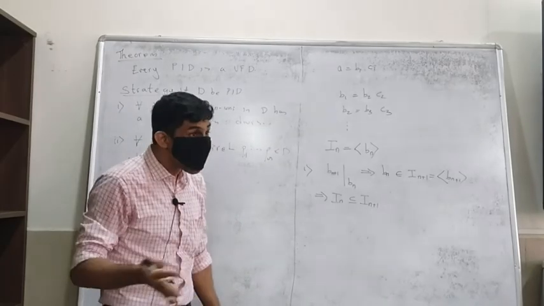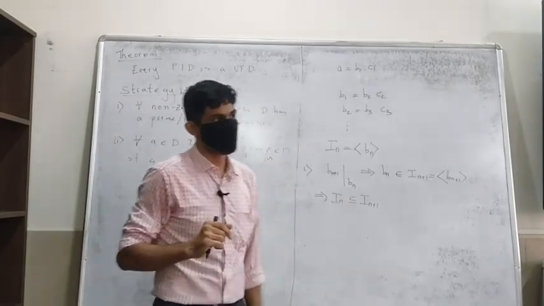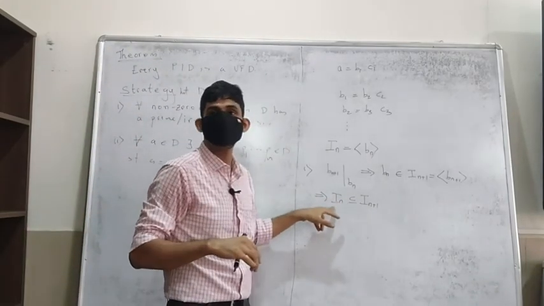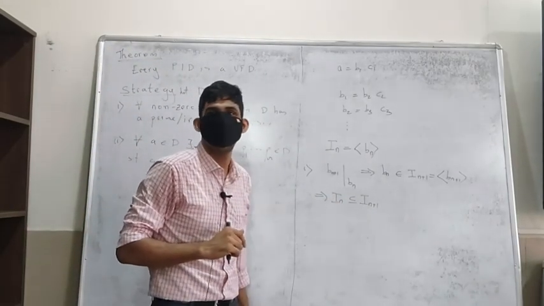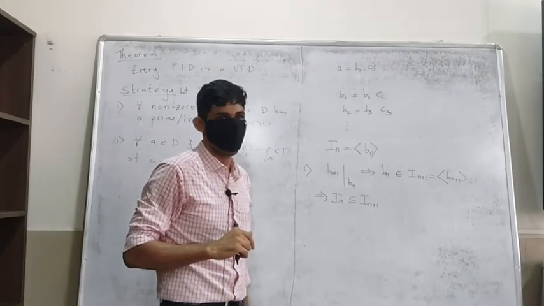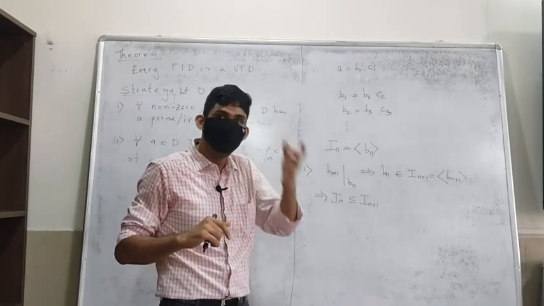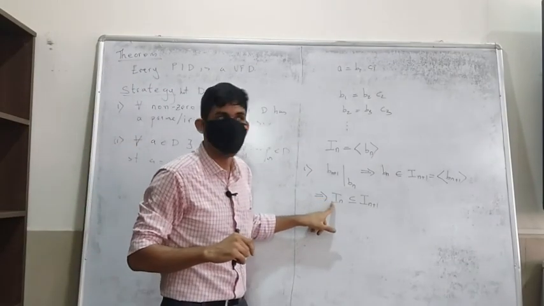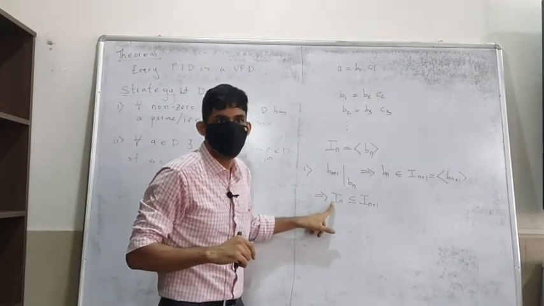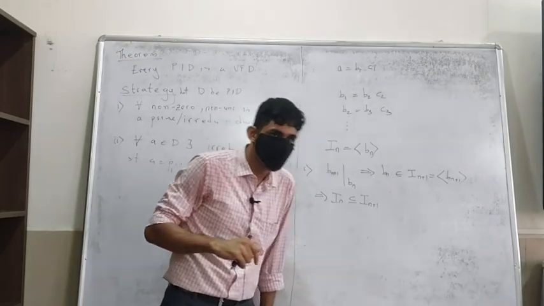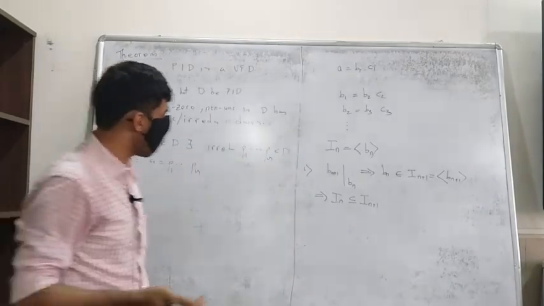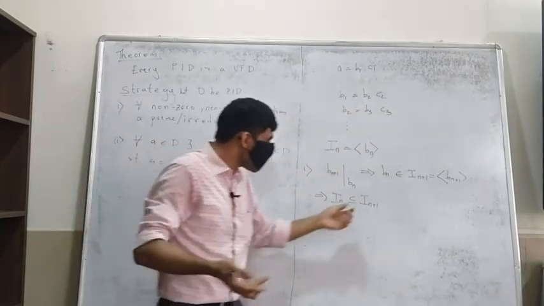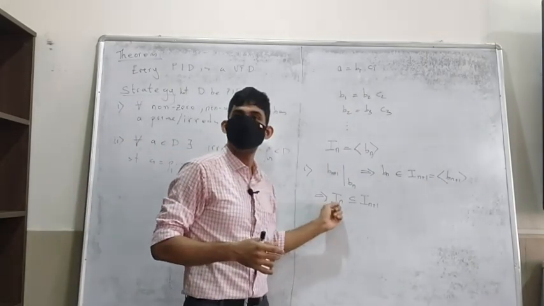Yeah? Bn plus 1. Why? Why is Bn plus 1 not here? Any idea? How will you show that Bn plus 1 is not here? That doesn't mean that Bn plus 1 is not here. What would it mean to say that Bn plus 1 is here?